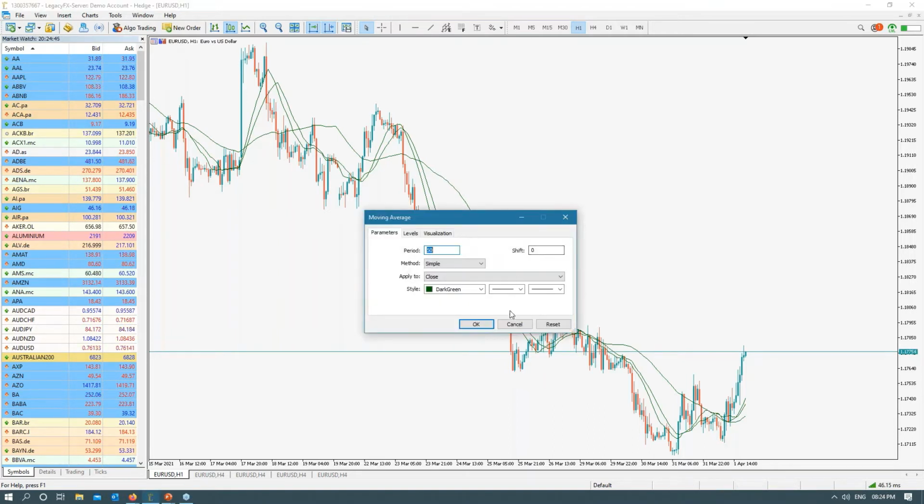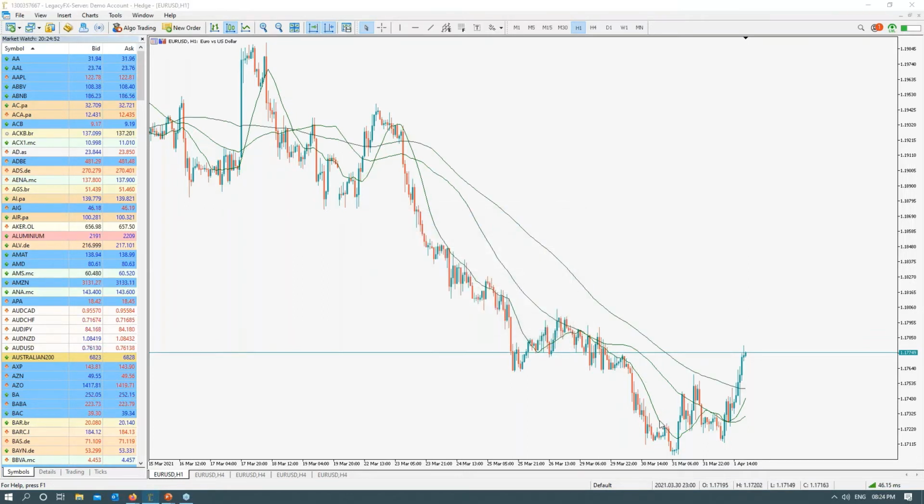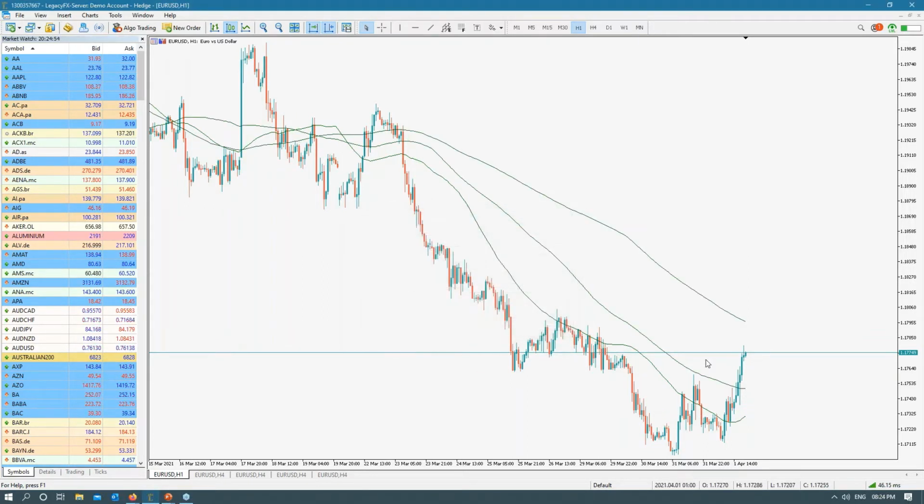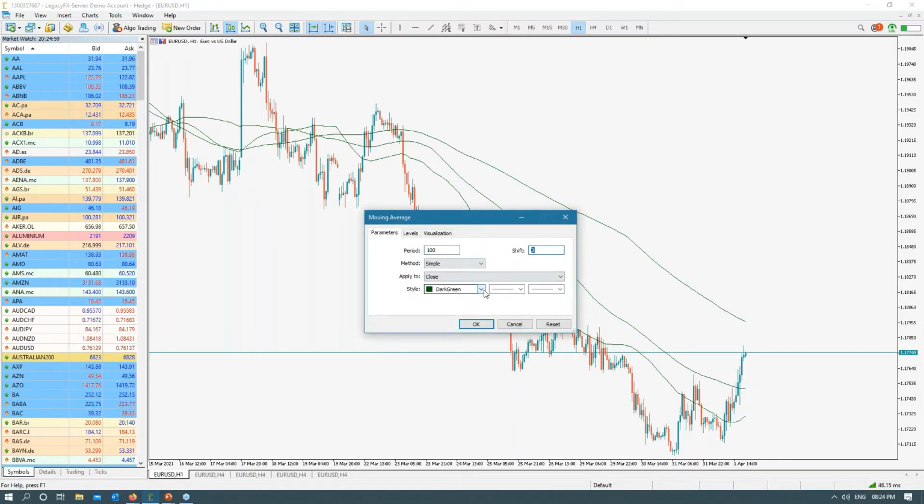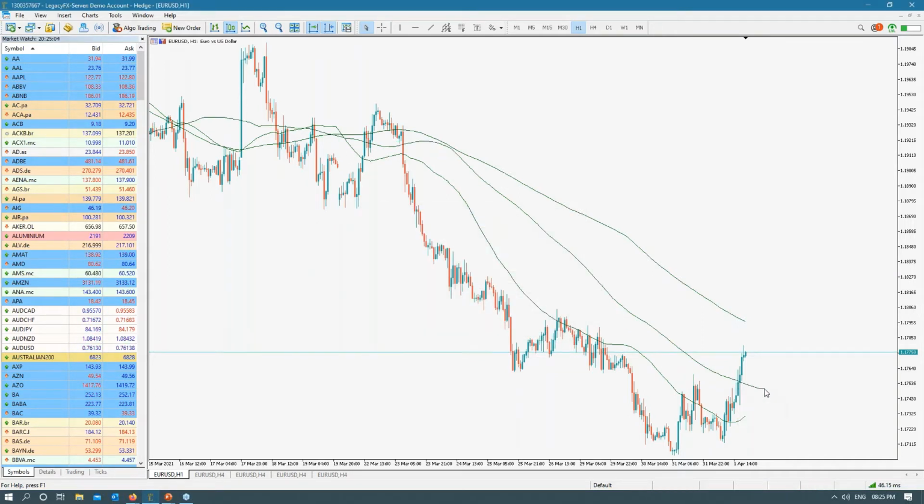Right? So 50 is fine. Put that back to 100. And this back to 200. Now, for those that want to know what shift is, I'll do the middle one. If I say shift 10, all it does is shift it forwards by 10. That's it. So you try to push it forward, you're extrapolating the data a little bit forward. So instead of being the late reaction because you're using historical data, you're now trying to predict it a little bit.